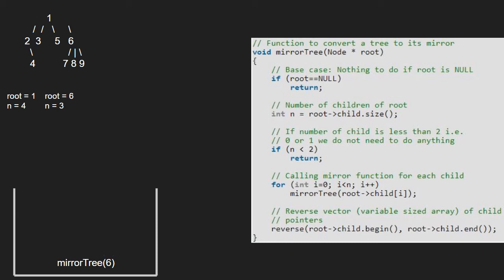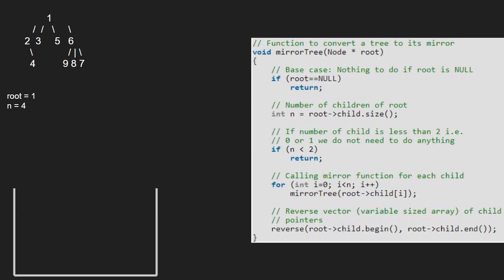We pass the next child of 6, which is 8. Again, as 8 doesn't have any children, n will be 0 and we return to the previous call. Then, the next child of 6, which is 9. As 9 does not have any children, n will be 0 and we return to the previous call. We have called all the children of node 6 and now we reverse the vector of child pointers and finish execution for node 6.